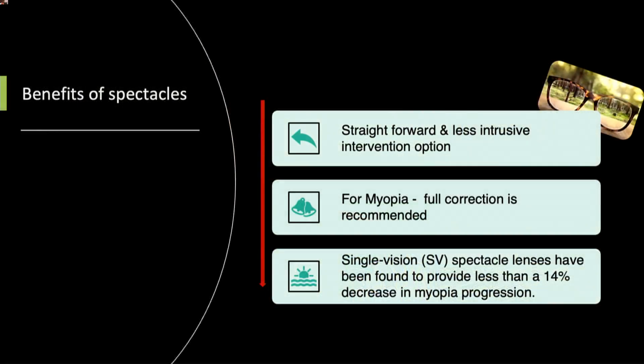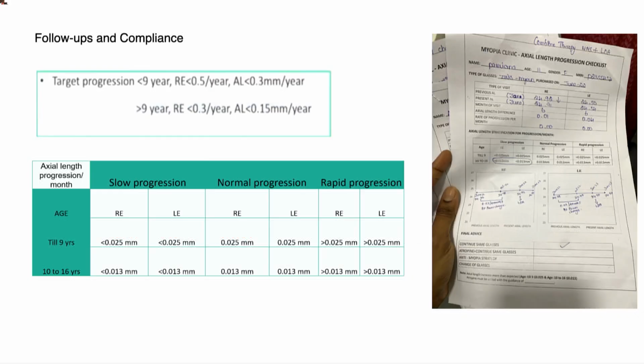I think these things we can leave. The target progression we have kept as less than 0.5 diopter per year for the younger age group, and less than 0.3 or 0.25 per year for the older age group. Similarly for the axial length also.